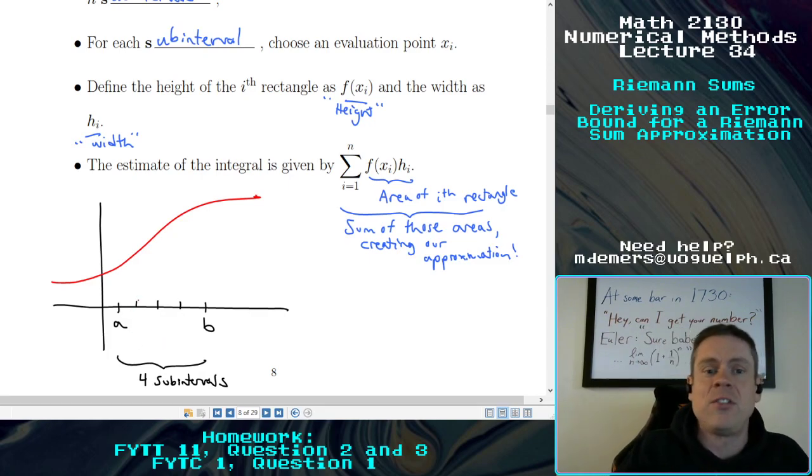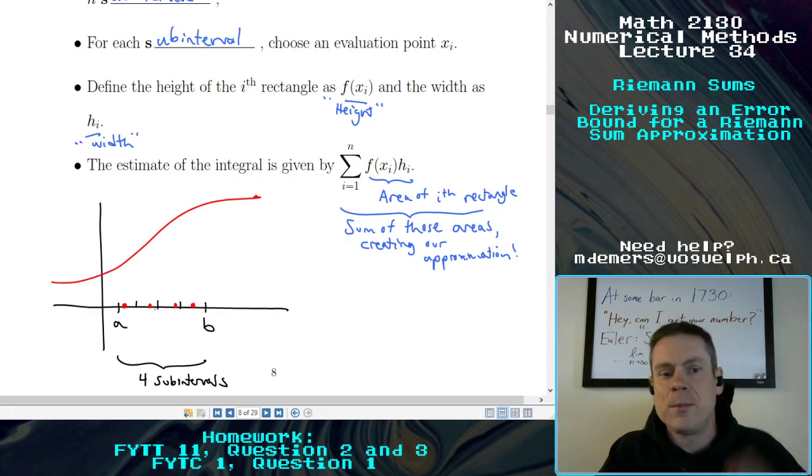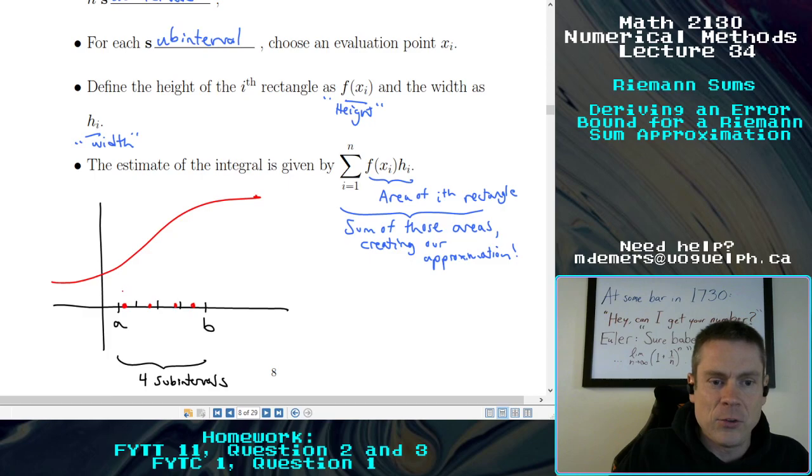And what we're going to do is define an xi in each one of those. So I could define the xi's as being the right endpoints or the left endpoints or the midpoints or whatever. Here I've just chosen them kind of at random. And so this would be x1, x2, x3, and x4. And the height is going to be f of x1. The height is going to be f of x2. F of x3 is about there. And f of x4 is about here.